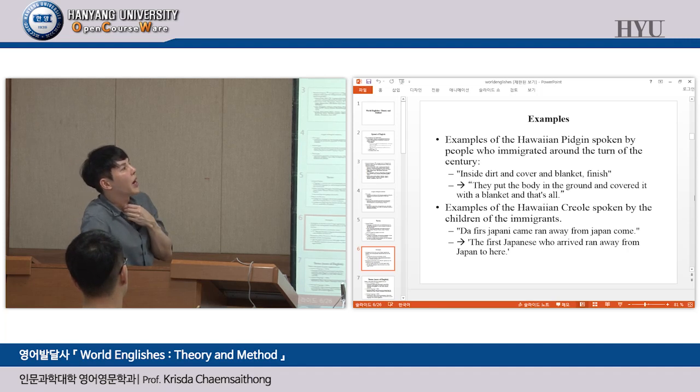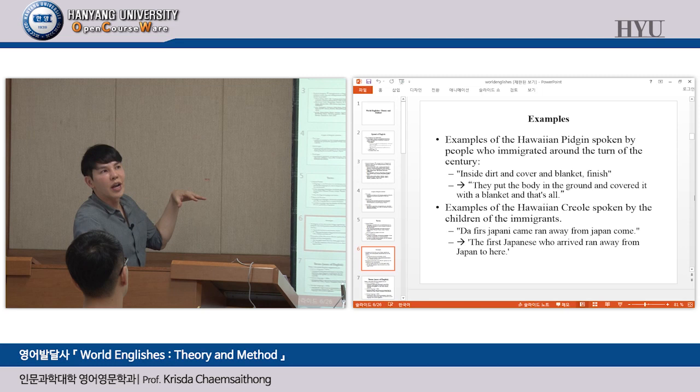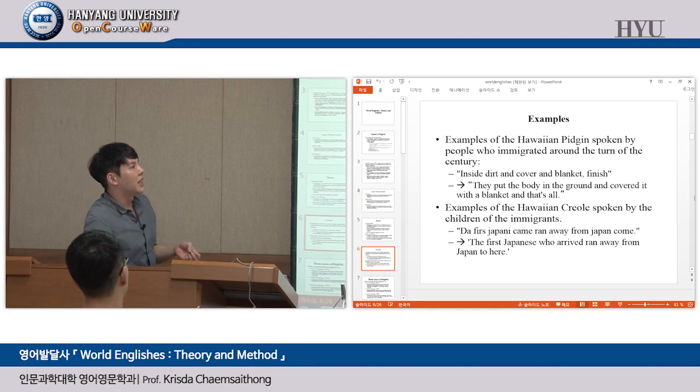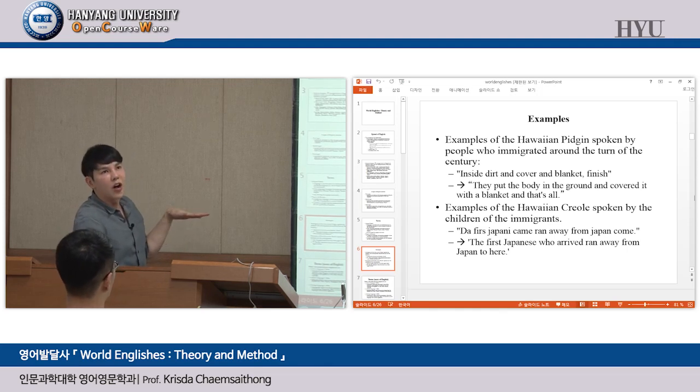And these are examples that you don't have to memorize, right? So this is from Hawaiian pidgin, spoken by people who immigrated around the turn of the century. "Inside dirt and cover and blanket finish." So it means they put the body in the ground, right? Inside dirt, in the ground, and cover it with a blanket, cover and blanket, and finish meaning that's done, that's all, like that.